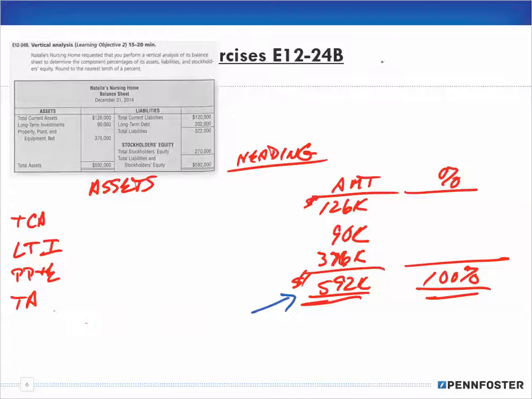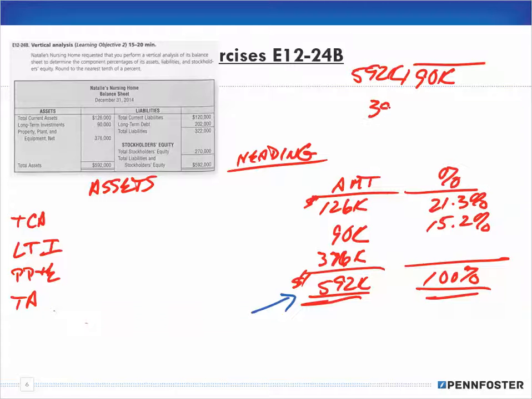So for my total current assets, I take 126,000, and I divide that by the 592,000, and that gives me a percentage of 21.3%. This is all just number crunching. Notice that what I have to think about is what numbers I'm going to divide by. But beyond that, it's just doing math. I take my 90,000 and I divide it by the 592,000, and that gives me 15.2%.